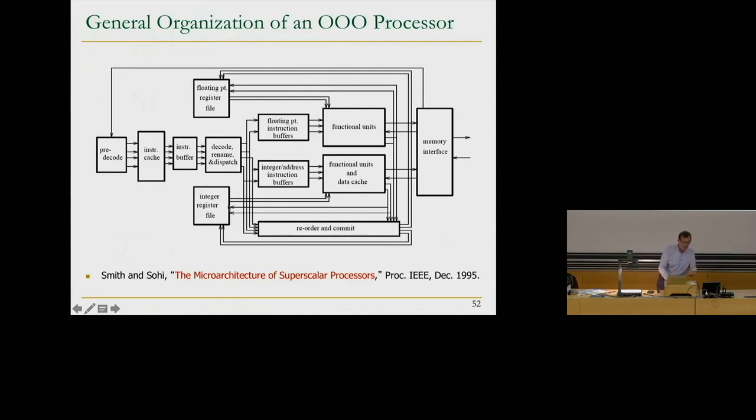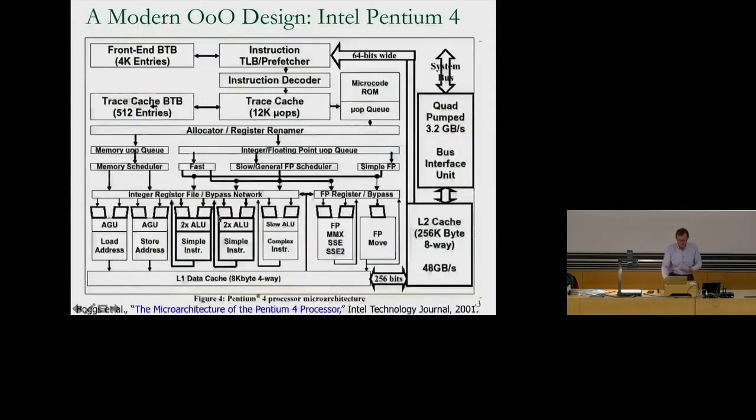And you can see that there's a single register file over here. I mean, there's floating point and integer, but there's a single physical register file. So if you look at a modern design, I don't expect you to understand everything over here, but it has pretty much a lot of the concepts that we have over here. If you look at this allocator register renamer, it gets instructions from what is called the trace cache, which is a special form of instruction cache.